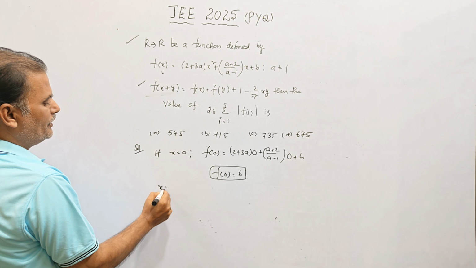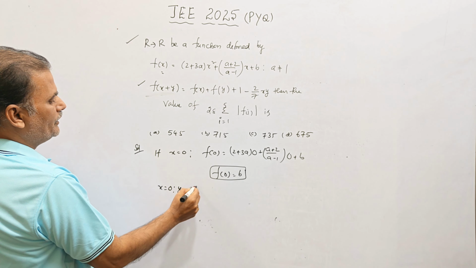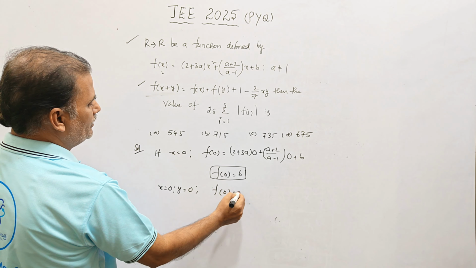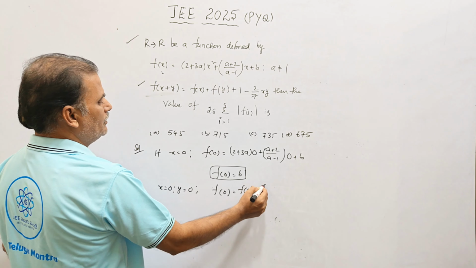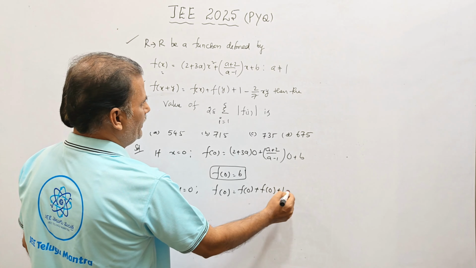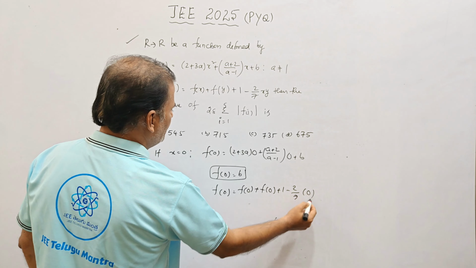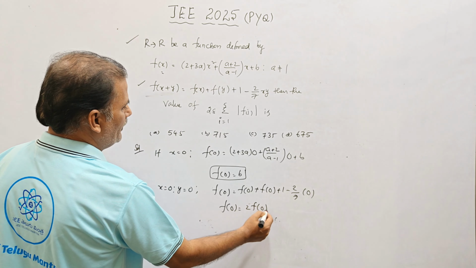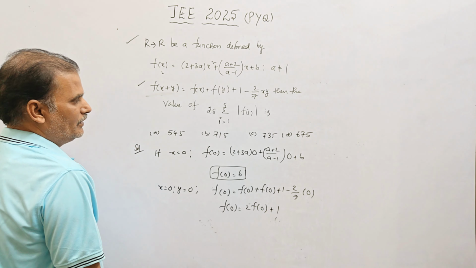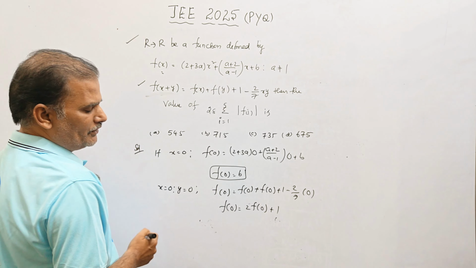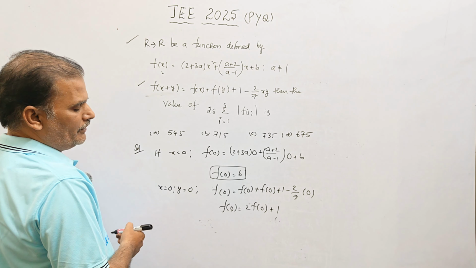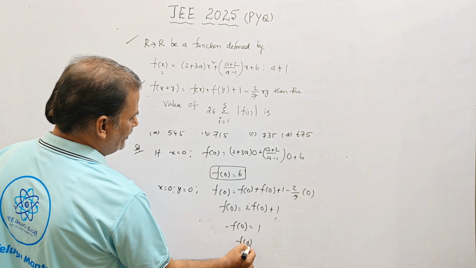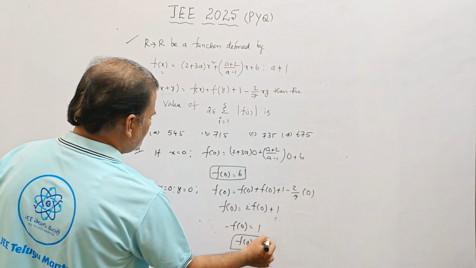First, I substitute here x is equal to 0 and y is equal to 0. Then x is equal to y is equal to 0 means again f(0) plus f(0) plus 1 minus 2 by 7 into 0. Therefore, finally f(0) is equal to 2 f(0) plus 1. Now we know that f(0) is equal to b, so taking 2 f(0) to this side, minus f(0) is equal to 1, f(0) is equal to minus 1.